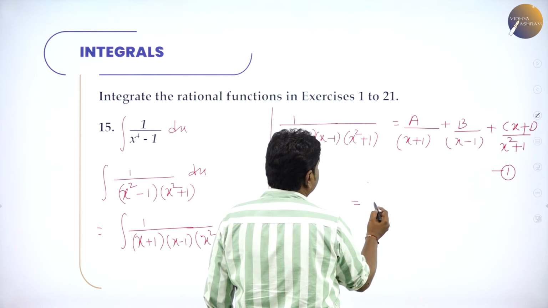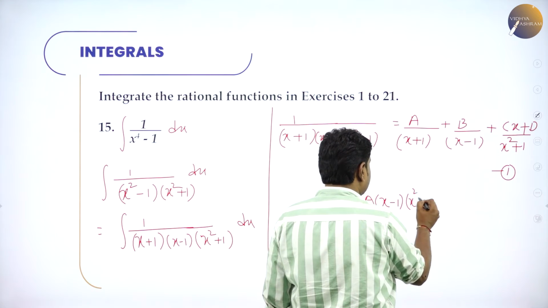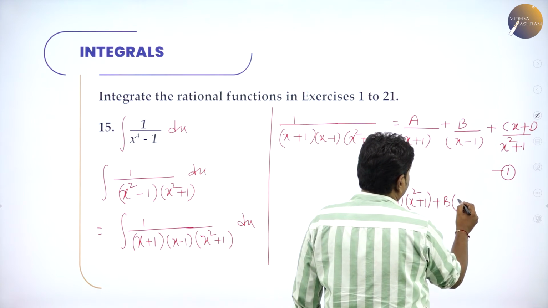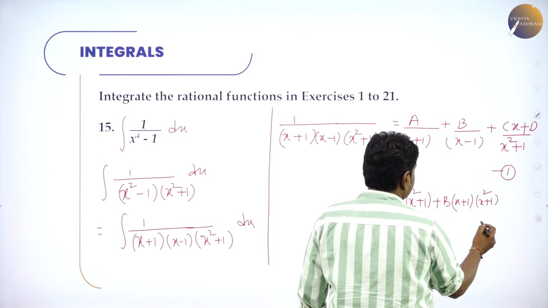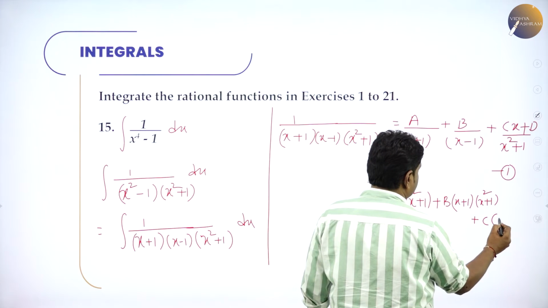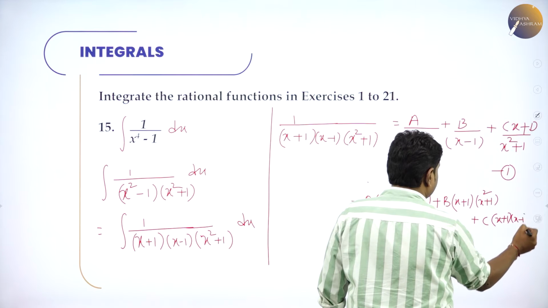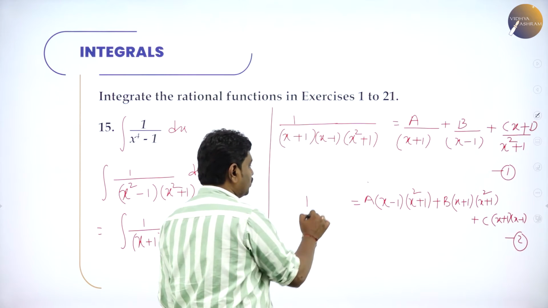If you take LCM, a into x minus 1 into x square plus 1, plus b into x plus 1 into x square plus 1, plus c into x minus 1 into x plus 1, or x plus 1 into x minus 1. We call this equation 2. Denominators cancel, so the numerator is equal to this.